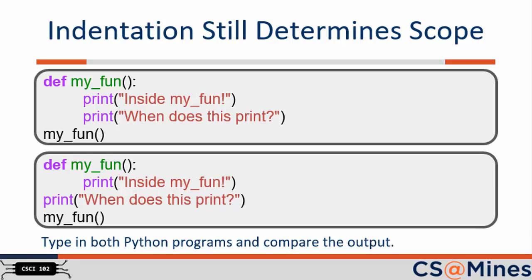Did the output of these two programs make sense to you? Even though the statements are in the same order in the two programs, the order of the output was reversed. This is because the second print statement is part of the function in the first program and not part of the function scope in the second program. Thus, in the second program, the second print statement is printed before myFun is called.